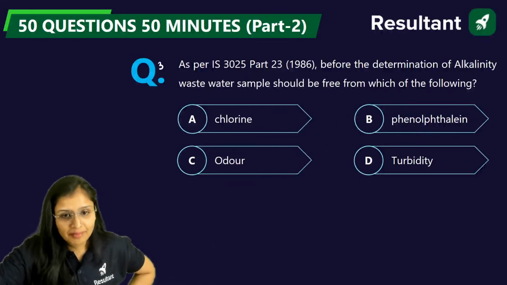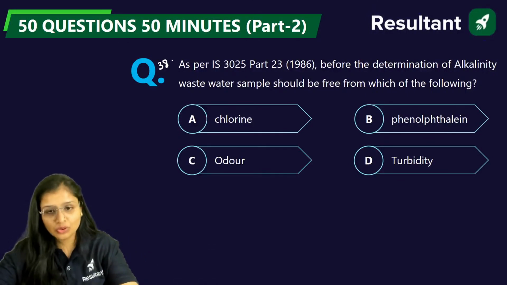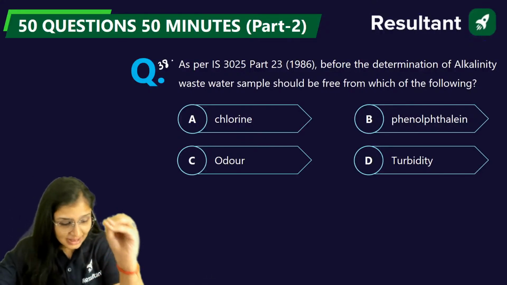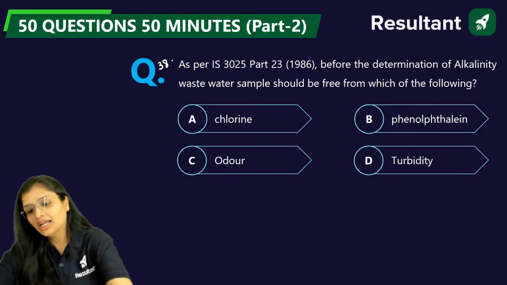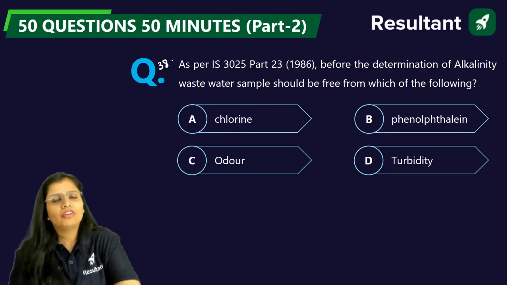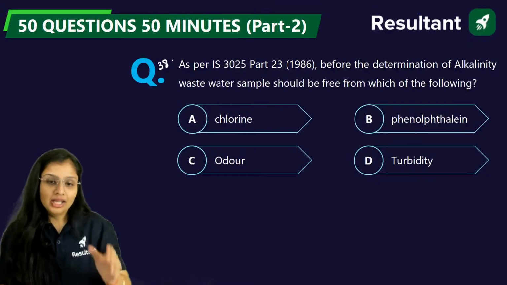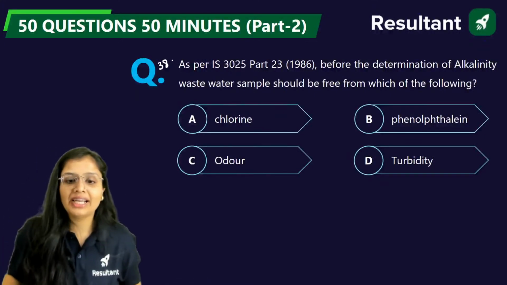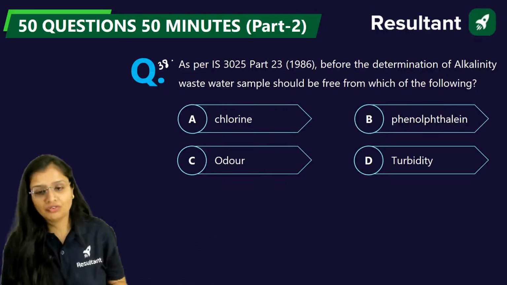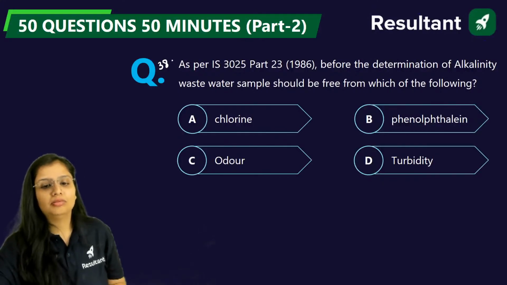Question number 38. As per IS 3025 part 23 1986, before determining alkalinity, why does alkalinity occur? Basically different types of anions which are present in water. And what is alkalinity? Ability of water to neutralize acid. That is what alkalinity is. So basically before determining alkalinity, the wastewater sample should be free from which of the following? What should not be there? Come on.